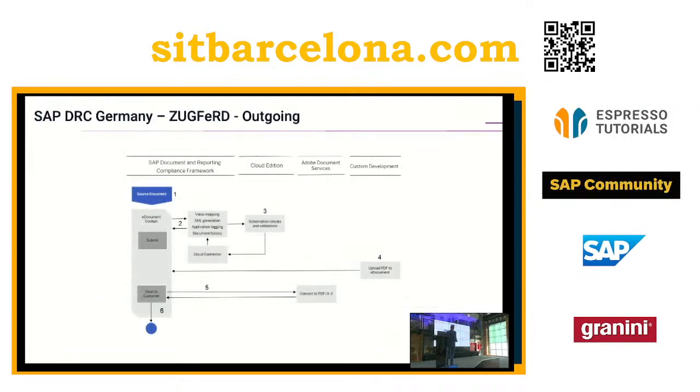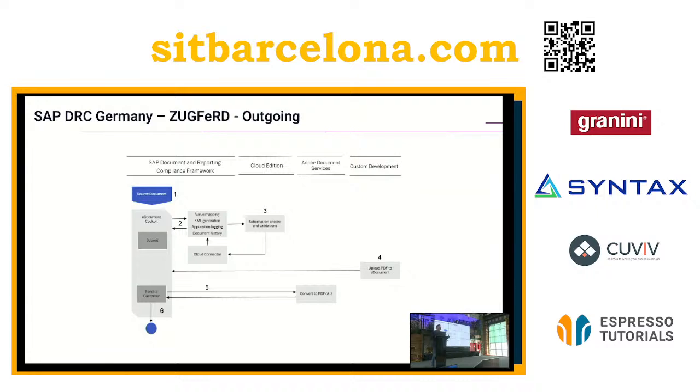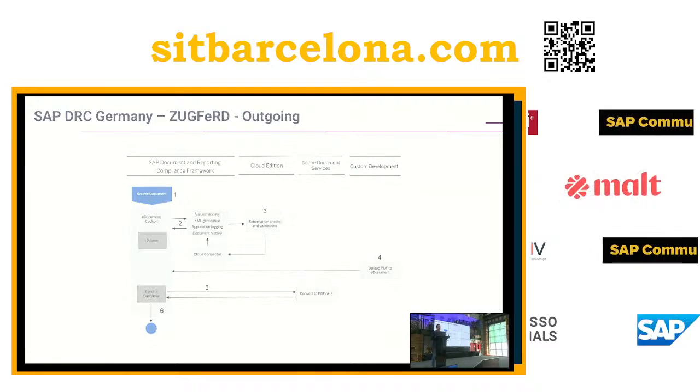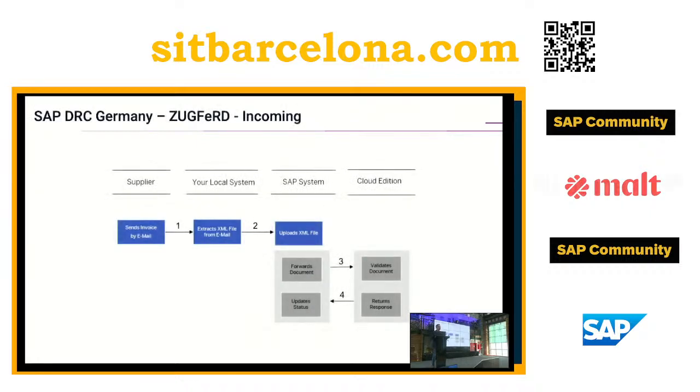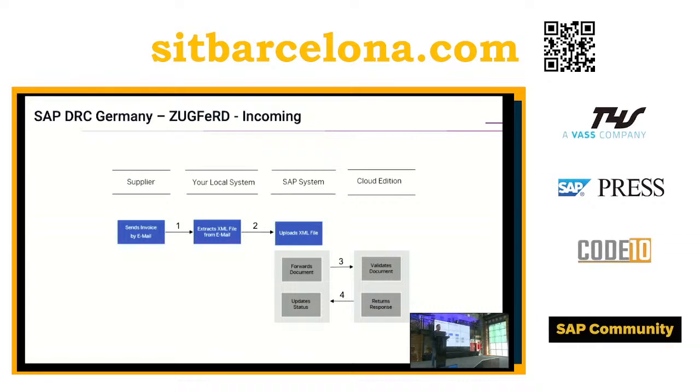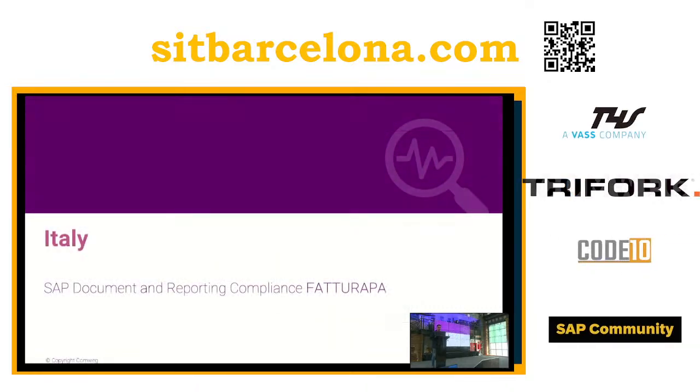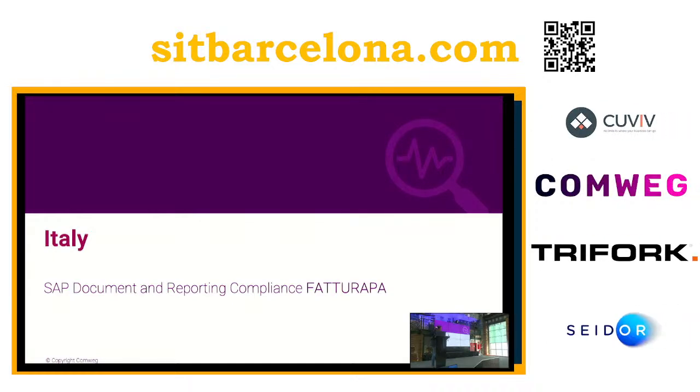Don't worry, I'm not going to talk about this process. It's just so that you know there is an outgoing process in Germany for ZUGFeRD, and then you also have an incoming process in Germany as well. So the solution supports both directions. And now let's go to Italy.